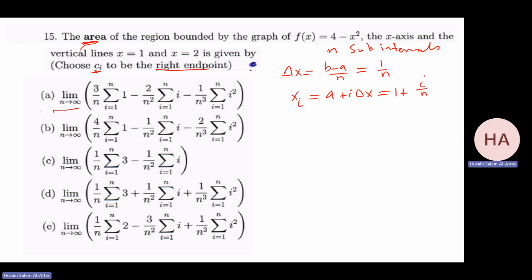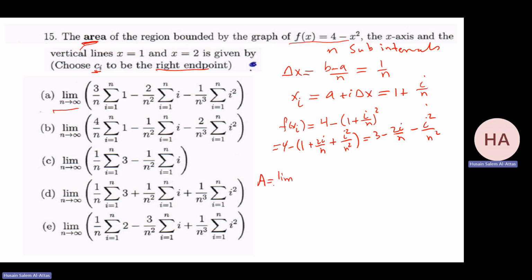So this is my f of x. f of x_i will be 4 minus 1 plus i over n, squared. That will be 4 minus 1 plus 2i over n plus i squared over n squared. That gives me 3 minus 2i over n minus i squared over n squared. So what will be my area?